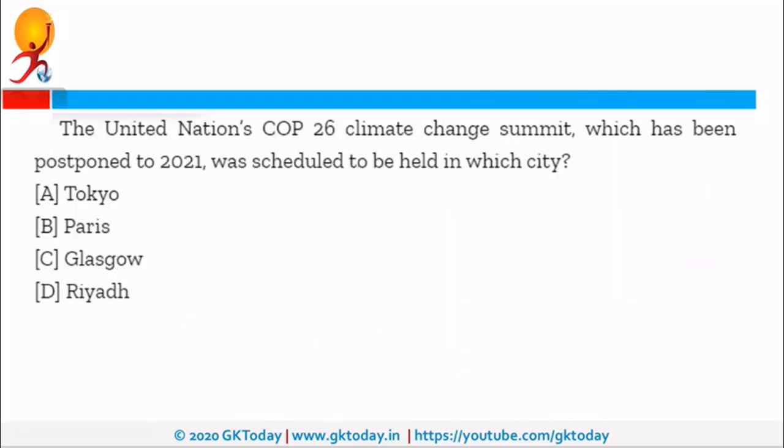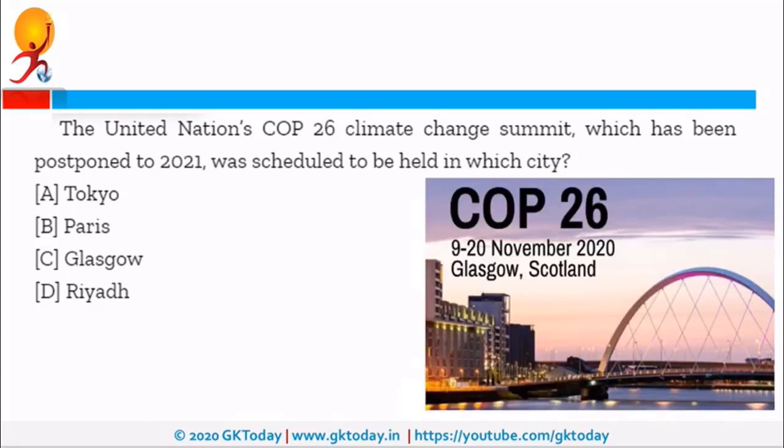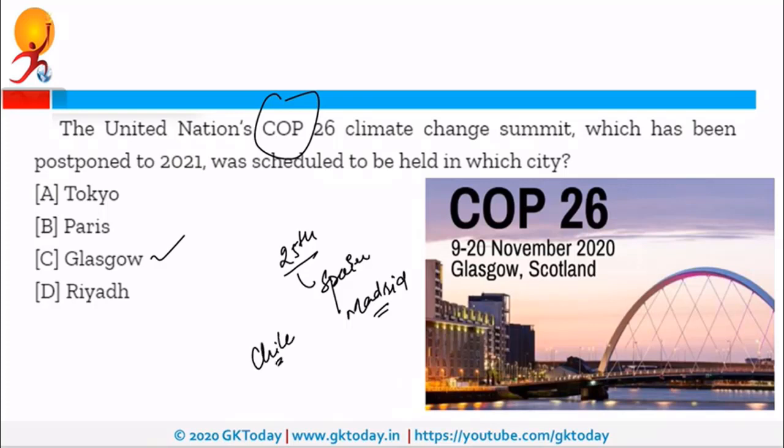The United Nations Conference of Parties 26th Climate Change Summit, which has been postponed to 2021, was scheduled to be held in which city? So it was scheduled to be held in Glasgow, and now it has been postponed to 2021. COP stands for Conference of Parties, the 25th COP held in Spain in Madrid, and this was under the presidency of Chile government. So this conference is a part of UNFCCC, that is United Nations Framework Convention on Climate Change.